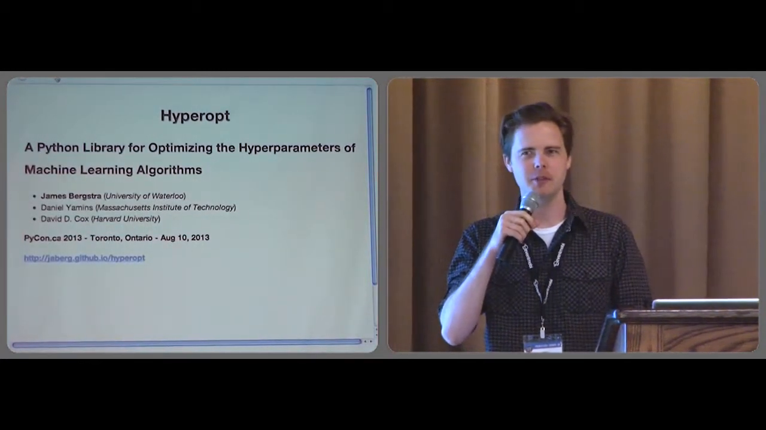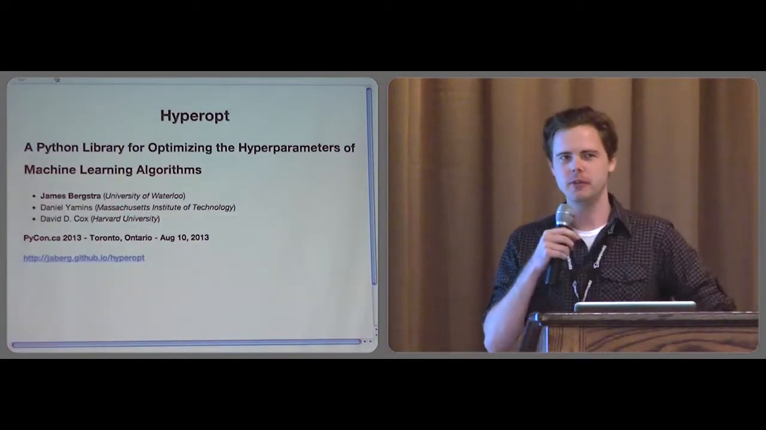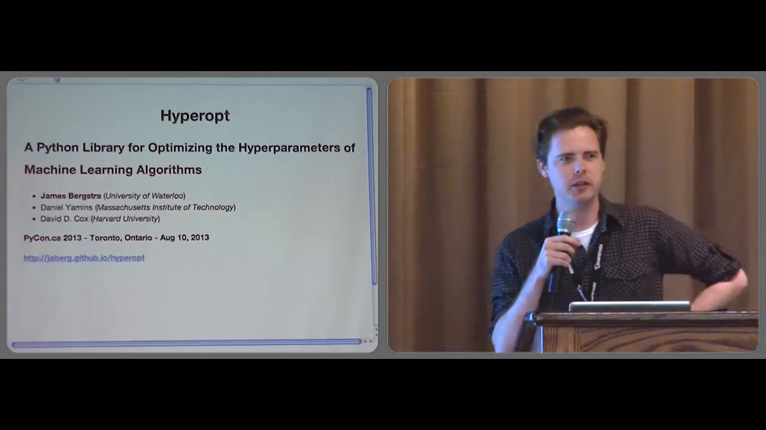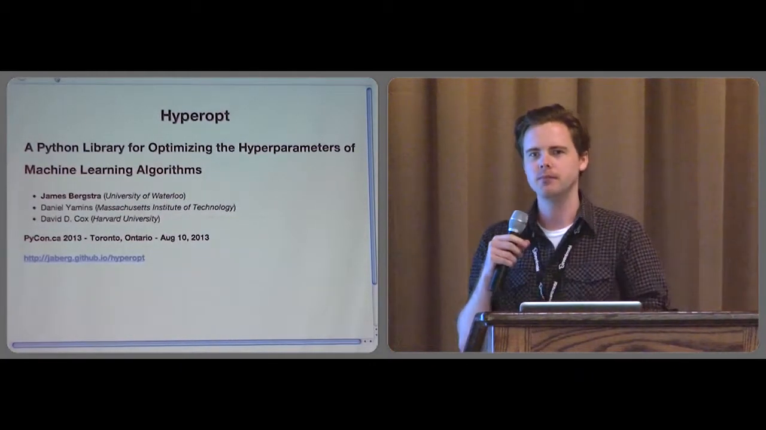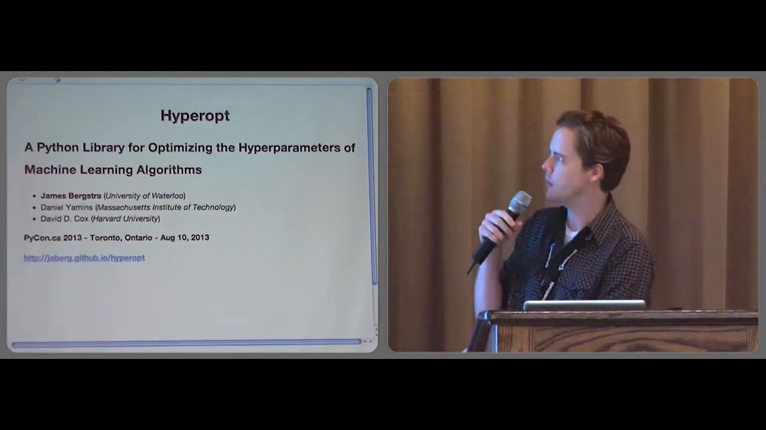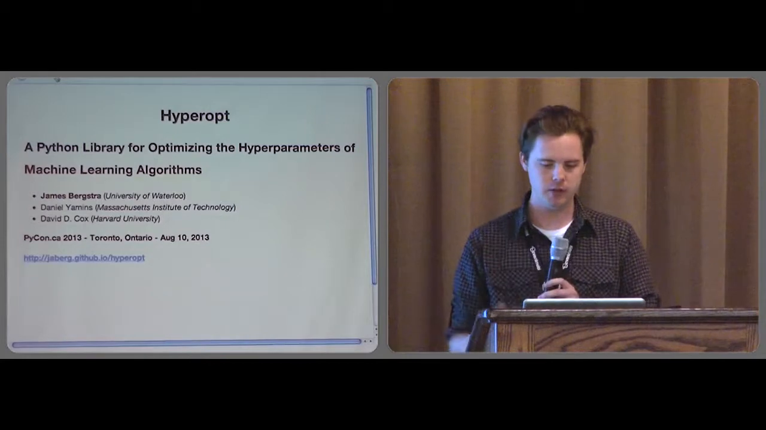I'm not sure how much of that we've seen so far in this conference. My day job is that I'm a researcher at the University of Waterloo, and I do research in machine learning and neuroscience. A big part of that is using machine learning algorithms, obviously. So I'm going to talk about a library that I've written that makes it easier to do machine learning.